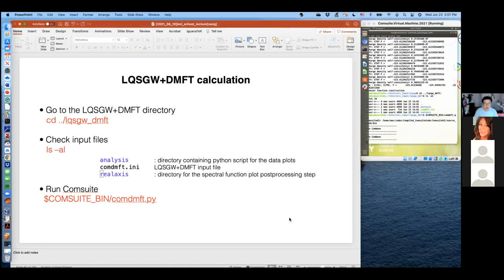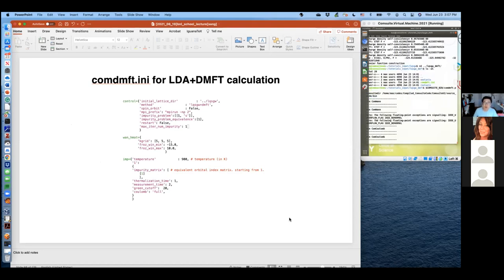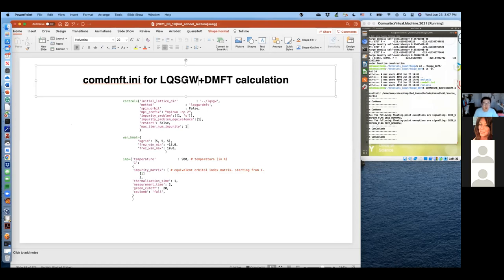Let's continue. While the code is running, we should check the input file. This input file is almost the same as the LDA plus DMFT input file. However, there are some differences. For example, for the impurity part, we don't have to specify the Hubbard U or double counting value. They will be calculated, so there is no F0 key or nominal N key here.